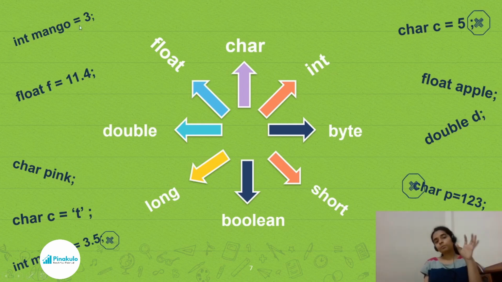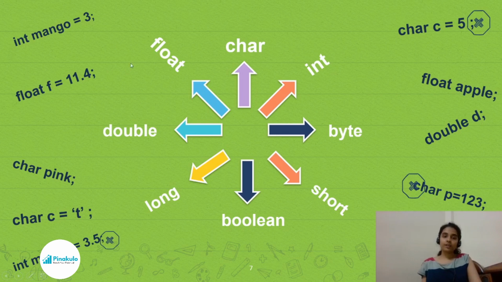We can skip providing values to the variable at the start as well. Like I can just mention int mango. It will be a valid integer variable. We have got the types byte, short, boolean. Boolean is a type that can hold only two kinds of values, that is 0 or 1.